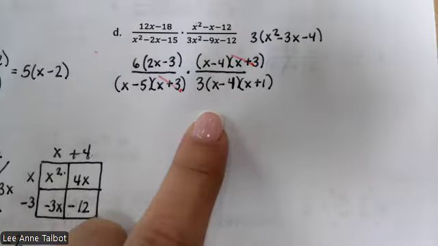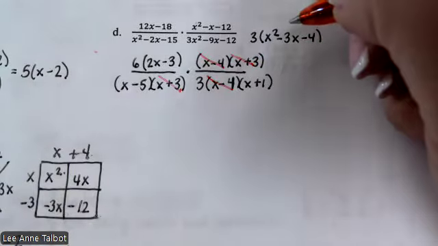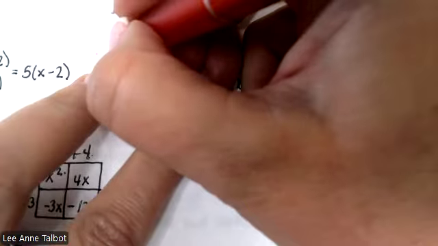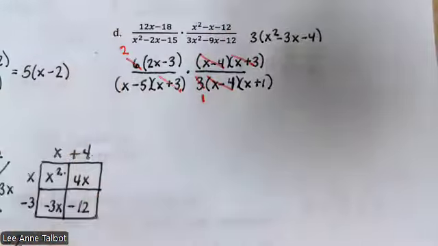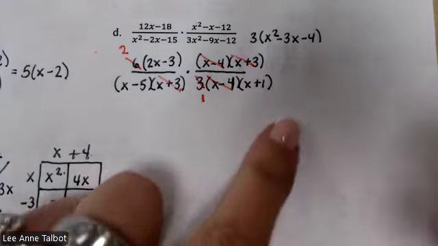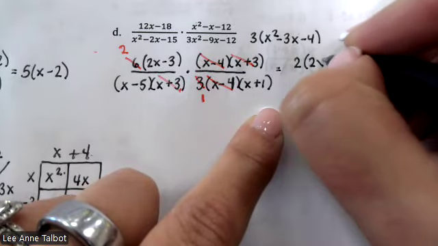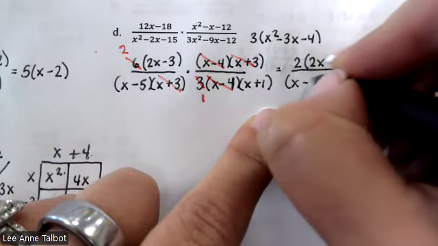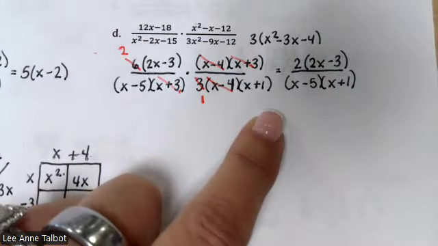Anyway, x plus 3's make a 1, x minus 4's make a 1, and then the 6 and the 3 reduce to 2 and 1. So I have 2x minus 3 on the top, x minus 5, x plus 1 on the bottom.